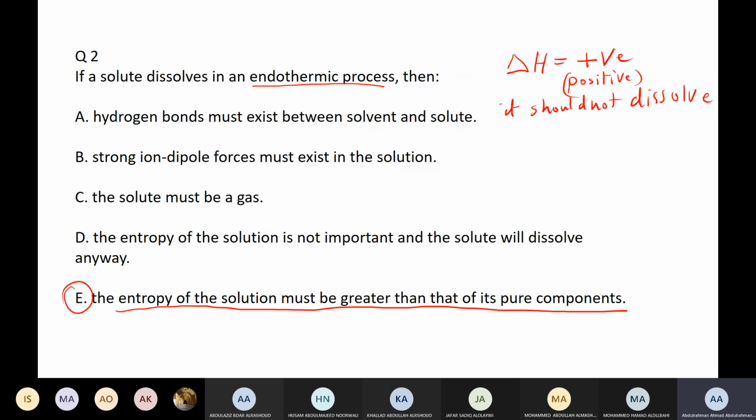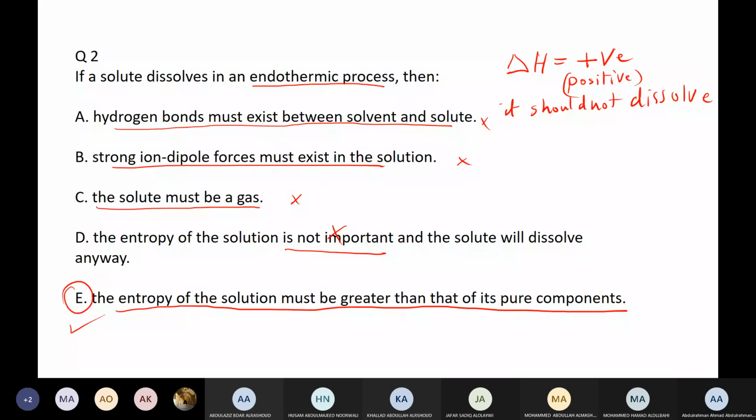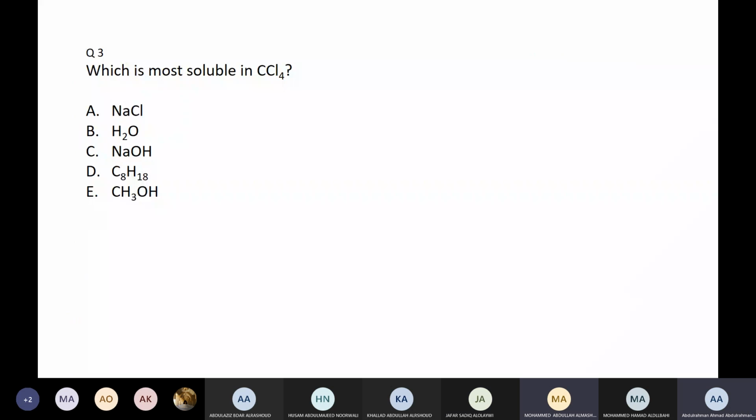Of course, is a hydrogen bond must exist? It doesn't have to be. Maybe it's not water. It's something else. Okay. Is it strong ion dipole force? Wrong. The solute must be a gas? No. The entropy of the solution is not important? No, it is important. This is wrong. And the solute dissolves. So the answer is E. I hope this is clear. Everybody, yes? Yes, clear. Yes, doctor. Good.